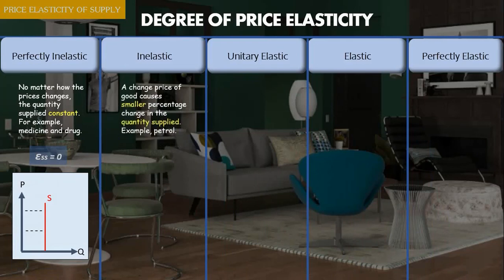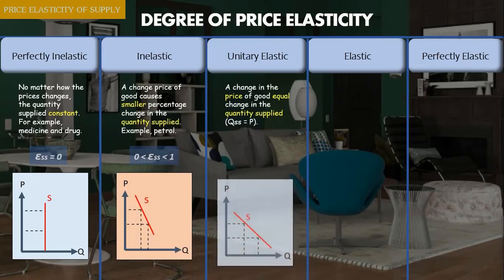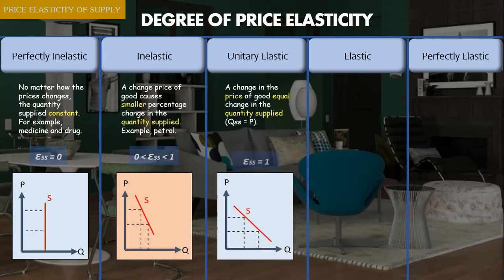Second, inelastic is a condition in which a change in price of a good causes a smaller percentage change in quantity supplied. You will get a value between 0 and 1 for the elasticity of supply. For example, petrol. Next, unitary elastic. A change in the price of a good equals the change in quantity supplied. The value of elasticity of supply is always equal to 1.